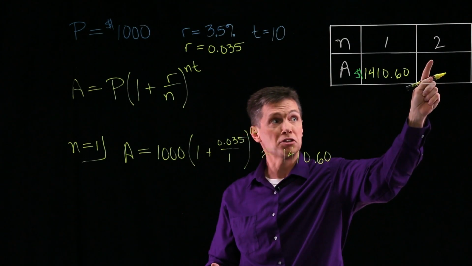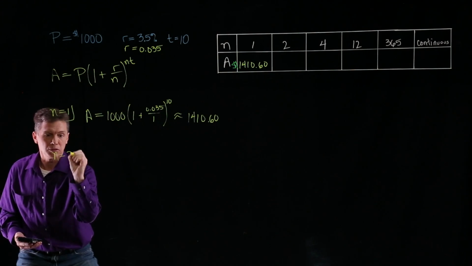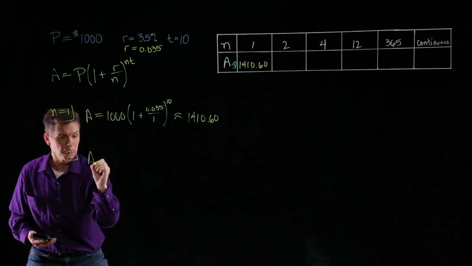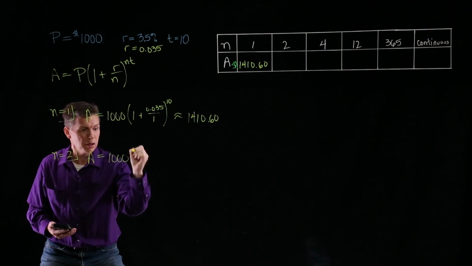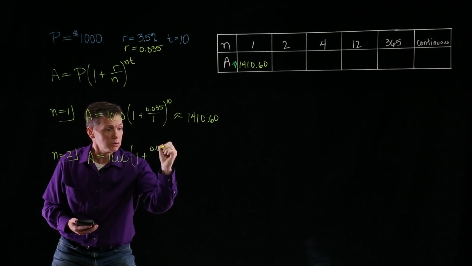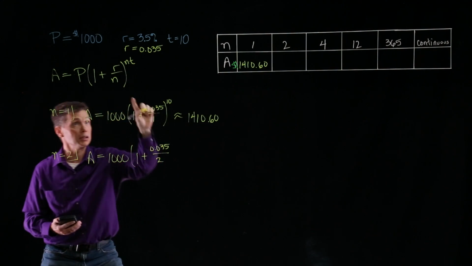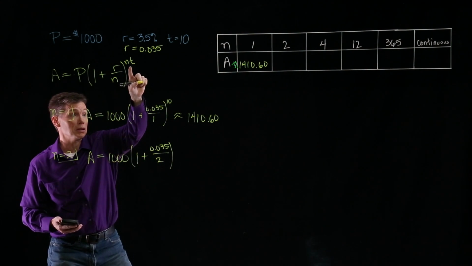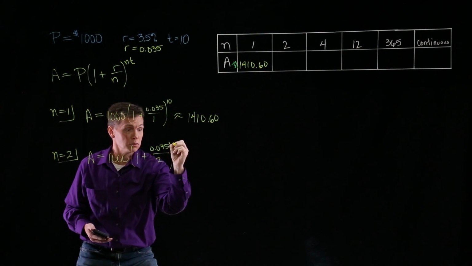Now we move on. Just change our N value of 2. So our next N value of 2, just going to my formula, A equals, same P value for this problem, parentheses, 1 plus 0.035 divided by that N value of 2. Close parentheses, N times T, and I'm still doing a little bit of math in my head, 2 times the 10, so 20.